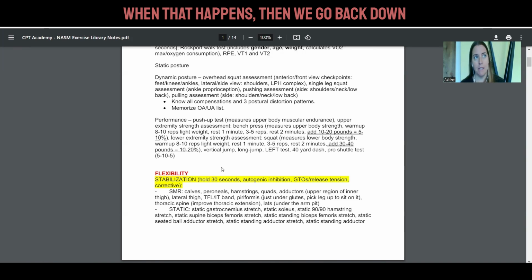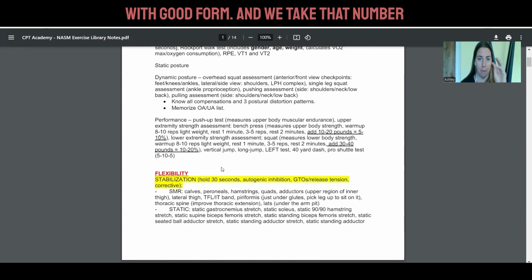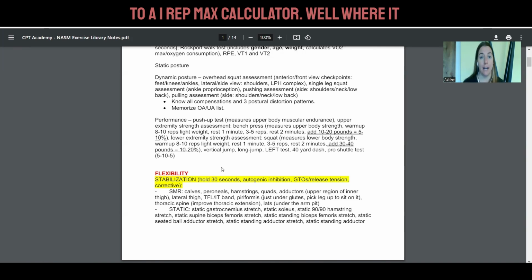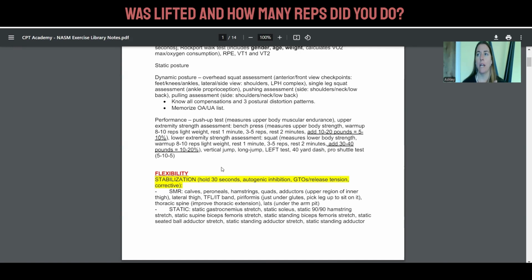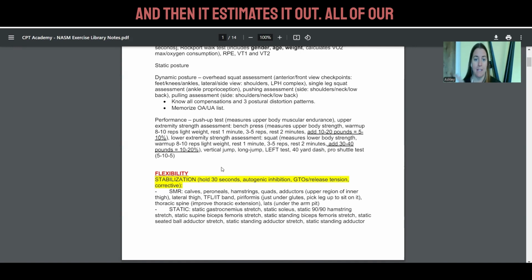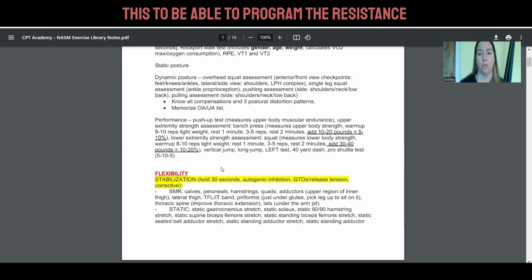And when that happens, then we go back down to the last weight that they completed with good form, and we take that number to a 1 rep max calculator, where it will say to us how much weight was lifted and how many reps did you do, and then it estimates it out. All of our strength calculations are going to come from that. So this isn't something that we're doing for fun. We're doing this to be able to program the resistance training.